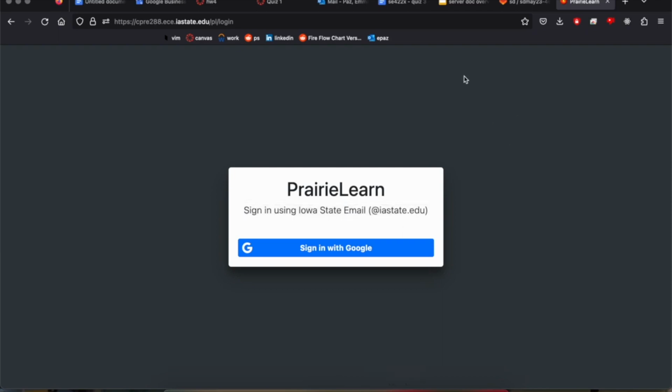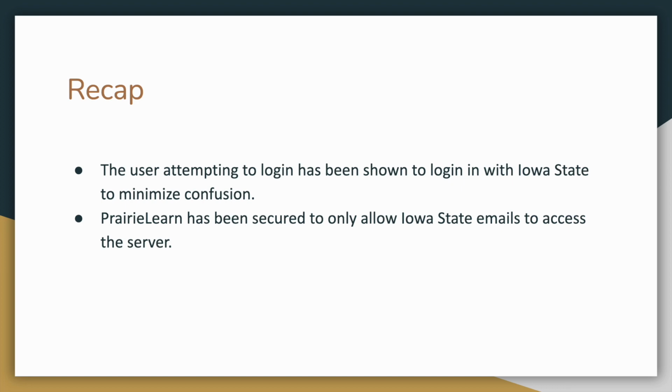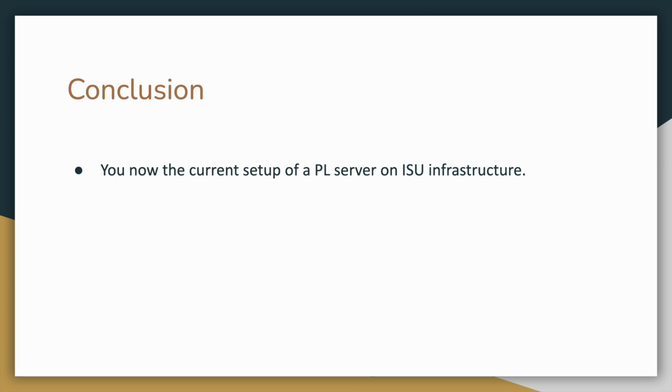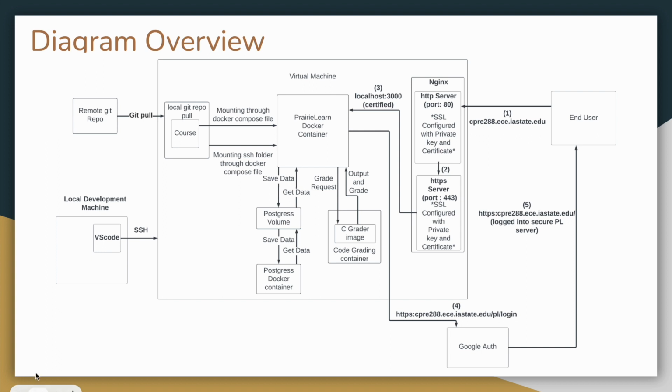And yeah, thank you. So to recap, the user attempting to log in has been shown to log in with Iowa State to minimize confusion. PrairieLearn has been secured to only allow Iowa State emails to access the server. In conclusion, you now have the current setup of the PrairieLearn server on Iowa State infrastructure, and I'm going to go back to the actual diagram overview just to end off this presentation. So you've configured all of this within all these videos, these 11 steps. And yeah, thank you.